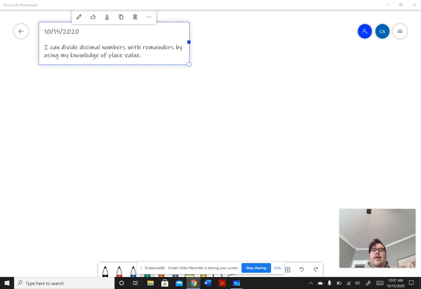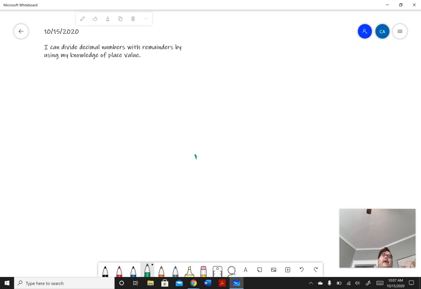All right, so let's give a quick look to our objective for today. Our objective today is I can divide decimal numbers with remainders by using my knowledge of place value. That is basically the same objective that we had yesterday, but today we're just going to extend our knowledge of place value and use it to help us divide numbers. Okay, so here we go.